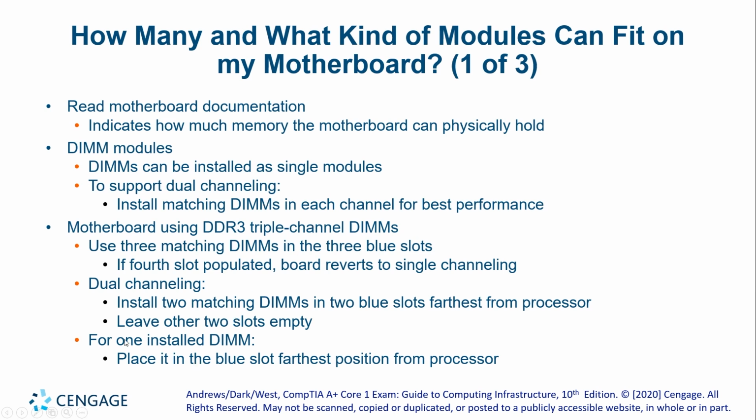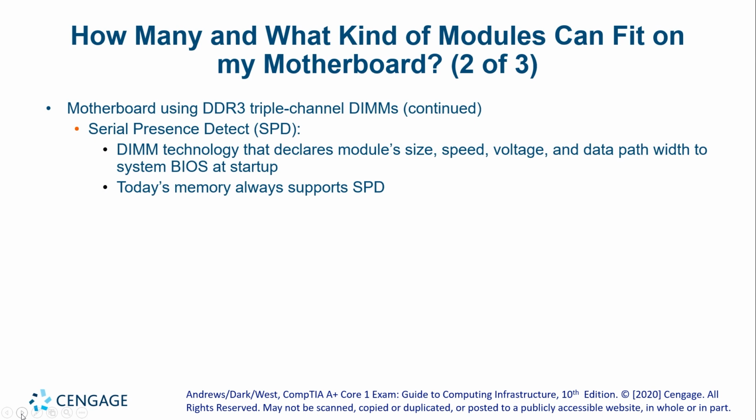If you're going to install one DIMM by itself, place it in the blue slot farthest from the processor. And when they say blue, it may be different. What you're going to find on the motherboard is that for each channel, the slots in each group are the same color. So you'll have a blue and a white, maybe, and then the next group you'll have a blue and a white. Each of the blue ones are part of a channel, each of the white ones are part of a channel. So essentially that's how you can tell.